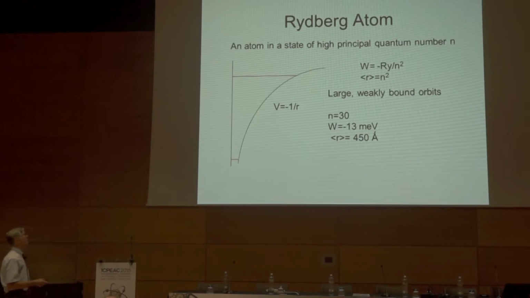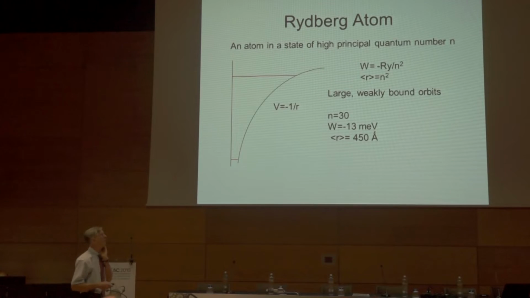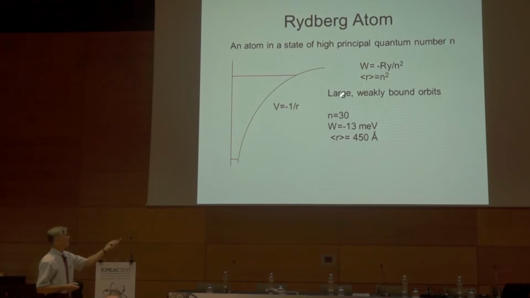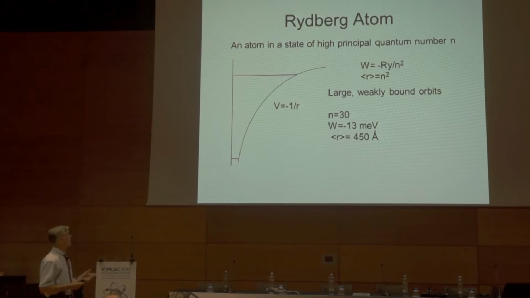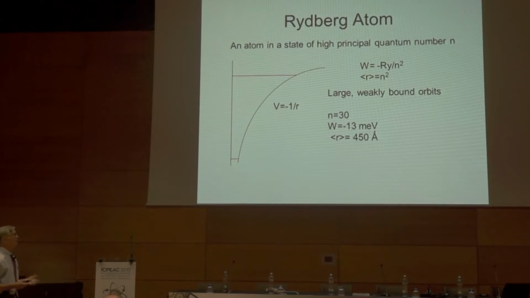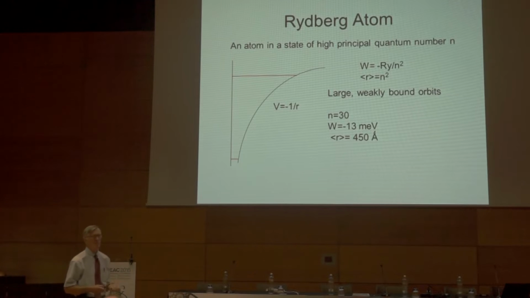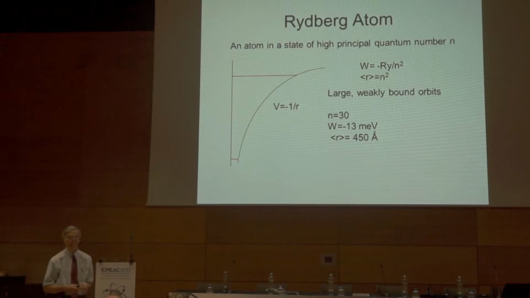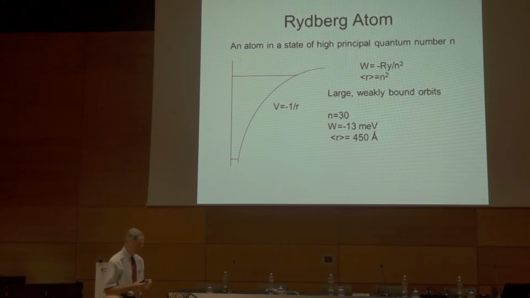A Rydberg atom is any atom that's in a state of high principal quantum number n. The binding energy, if it were hydrogen, is simply the Rydberg constant divided by n squared. So if the atom is in a Rydberg state with a very small binding energy, it has a huge classically allowed extent, and the radius goes up as n squared. These are atoms in large, very weakly bound orbits. For n equal 30, it's bound by 13 millivolts and has an orbital radius of about 450 angstroms. They're simply huge.